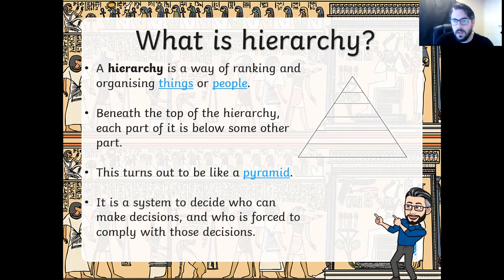So who do we think would be making the decisions? Who do you think would be making the decisions in this pyramid? Where would they be placed? The person that makes the decisions. Pause the video and very quickly either tell yourself or tell an adult, where do you think the person who makes those decisions, the big decisions, would be placed in this pyramid?